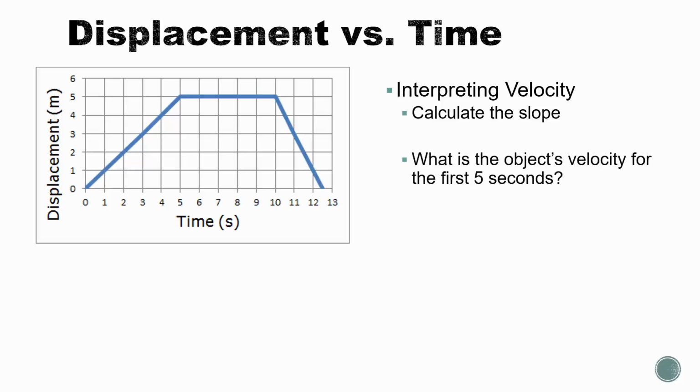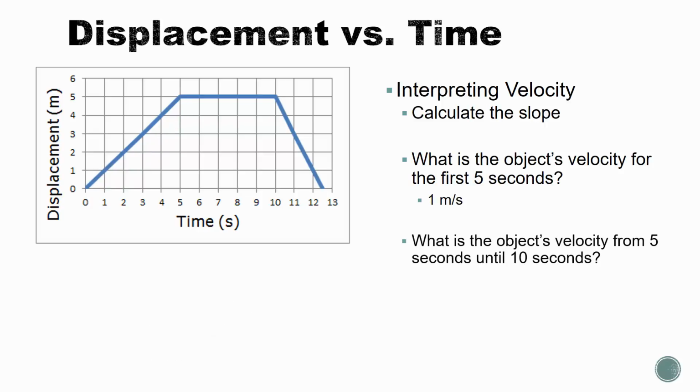What is the object's velocity for the first 5 seconds? So let's calculate the slope of this segment of the graph. Slope is the change in the y value divided by the change in the x value. In this case, it's 5 meters minus 0 meters over 5 seconds minus 0 seconds, giving us a slope of 1 meter per second.